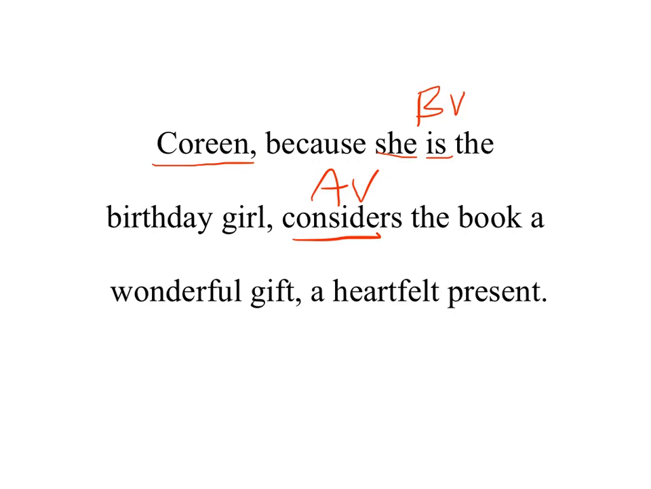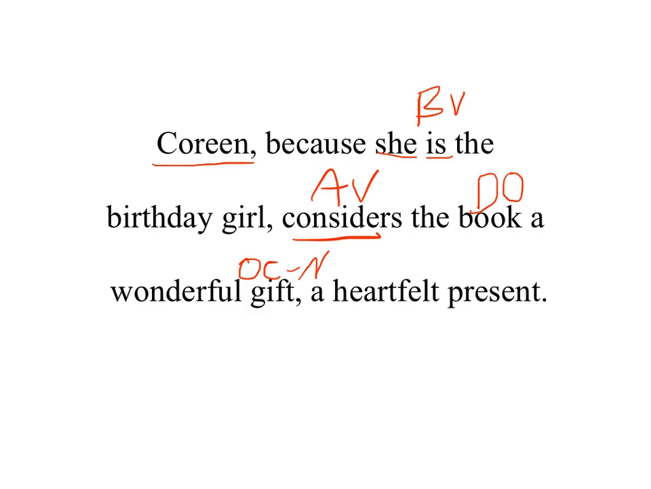The next step is to find the direct object, which is subject plus the action verb plus who or what, and that equals the direct object. That means that the book in this sentence is the direct object. The next step is to look for the object complement in the sentence. The object complement is the subject plus the action verb plus the direct object plus what.